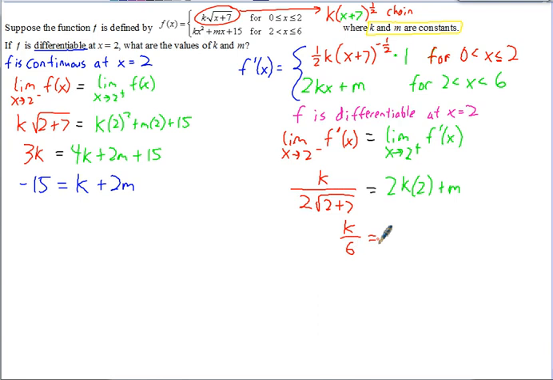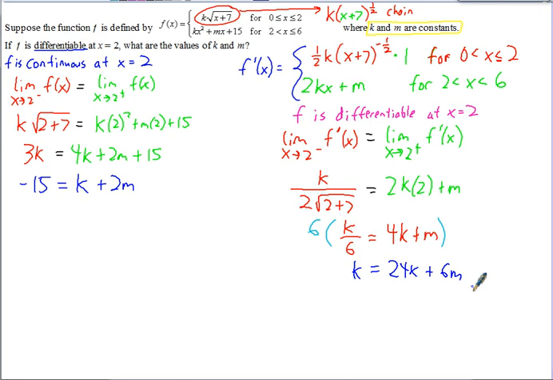equals 2 times 2, that gives you 4k plus m. And then if you want to wipe out the fraction, you can multiply this all by 6. So the 6's cancel there, just k equals 24k plus 6m.